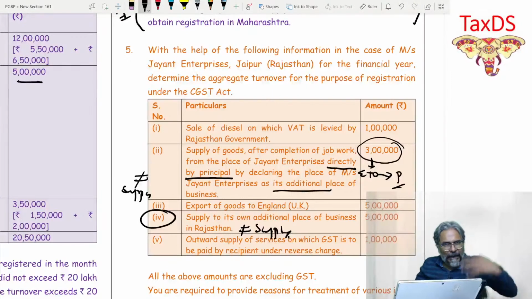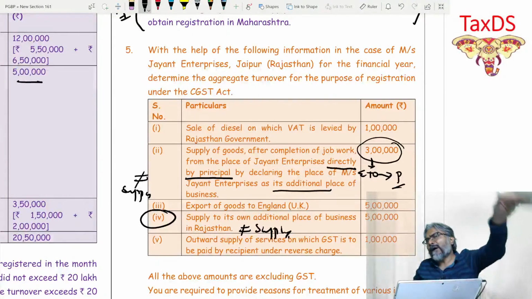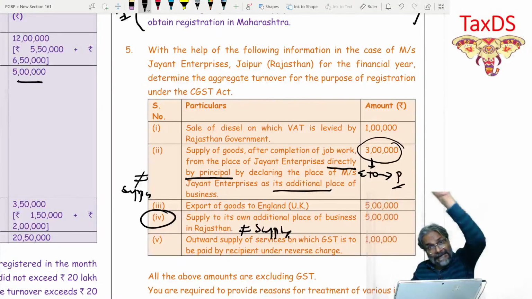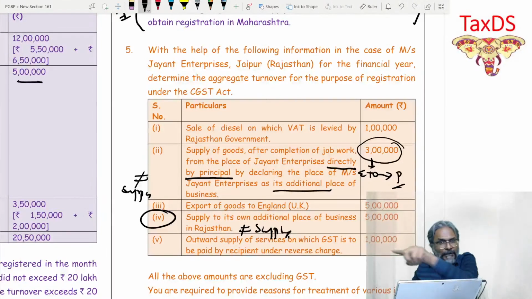Now you tell me, this outward supply which I am doing, although I am not liable to pay the GST, will it be considered as my supply? Will it be a part of my aggregate turnover? And the answer is yes. In fact, in the exempt turnover definition, this is also covered.